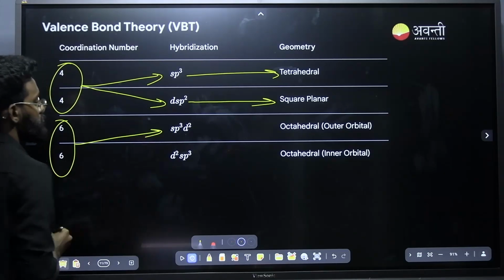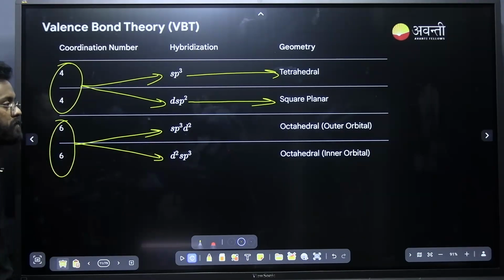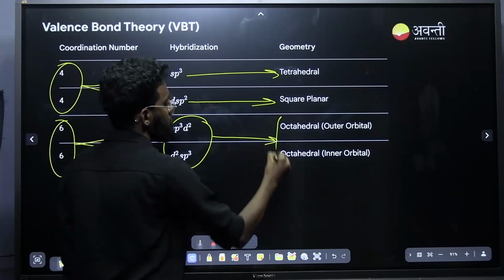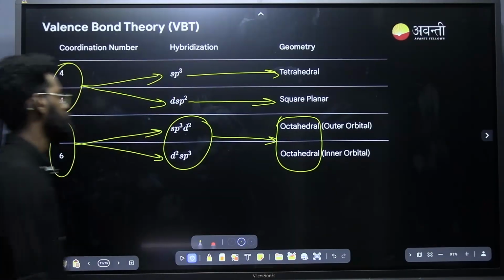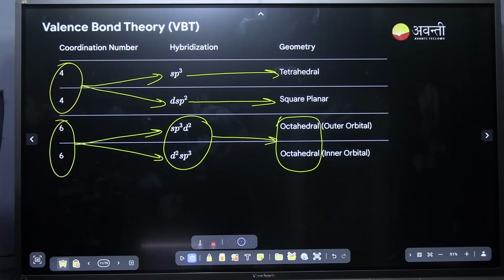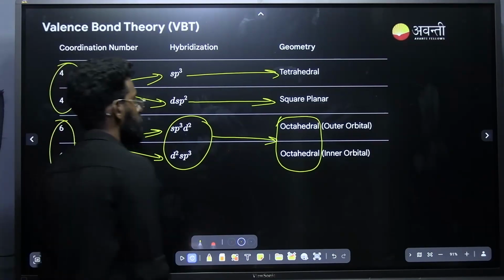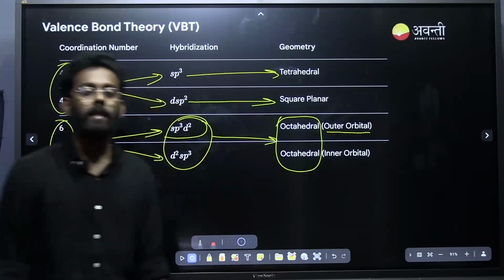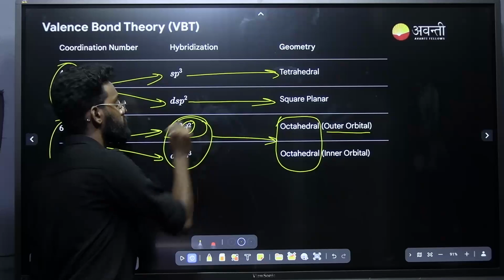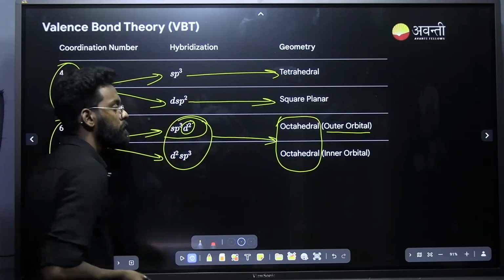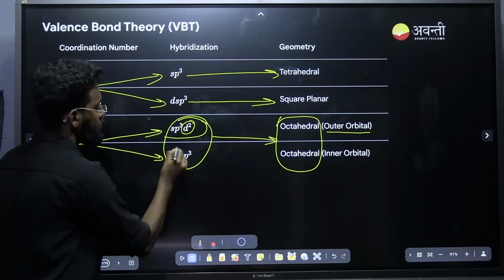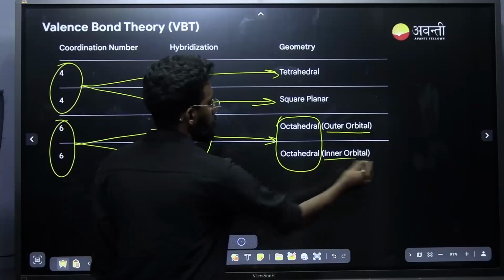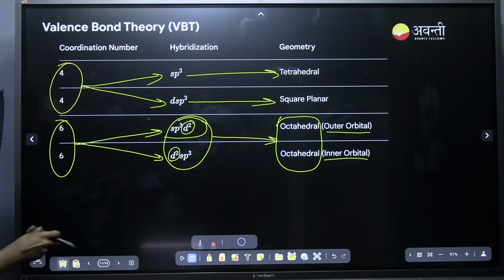And remember that coordination number 6 also can have two hybridizations. First one is sp3d2, then d2sp3, and in both cases the geometry is the same, octahedral. Then what will be the difference? If it is sp3d2 hybridization, it will be an outer orbital complex, that is, outer d orbitals only will be involved in this mixing. In the case of d2sp3, the inner d orbitals are involved in the mixing, so it will be an inner orbital complex. So this is the point that you have to note down.